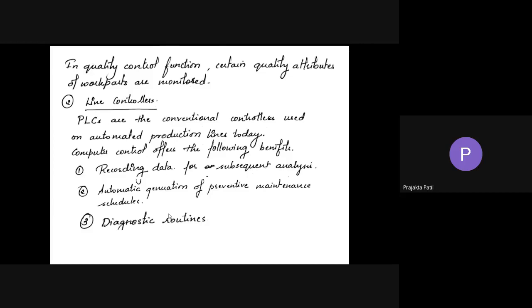Suppose the worker is not able to identify what has actually happened to the equipment, in that place these diagnostic routines help. They are going to help you in identifying what actually has happened, and it will help you to reduce the downtime. Downtime is the time spent in repair or maintenance work. Next is a more convenient human-machine interface. So with these computer controls that we have, it will help you to have a very convenient interaction between the human and the machine. The operator and the automated line can easily understand what things are happening with these interfaces in place.